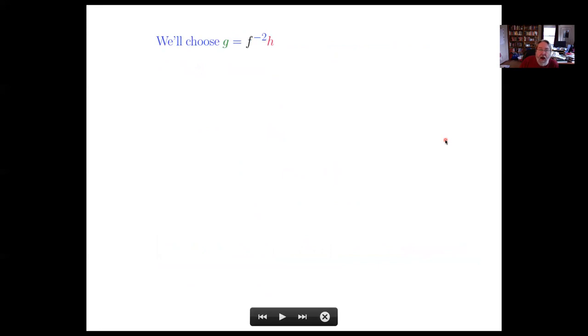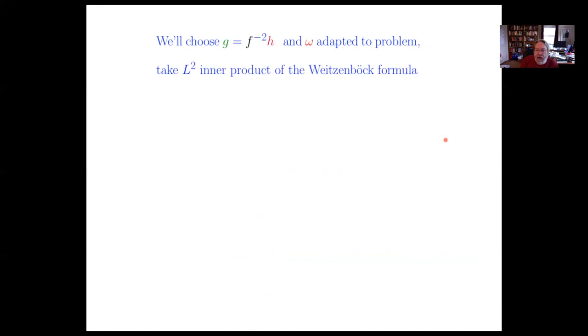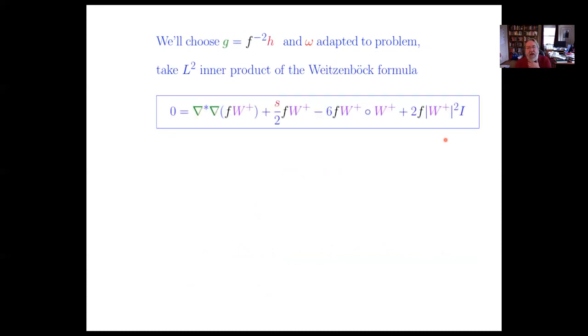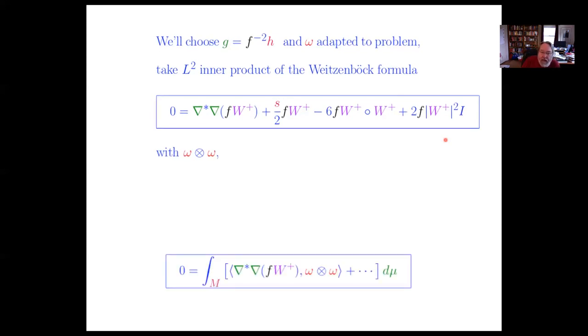All right, so we'll now choose such a rescaling of our Einstein metric that's adapted to our problem. And we'll take a certain adapted self-dual 2-form, and I'll tell you in a moment which those are going to be. So now you can take the L2 inner product of this Weitzenböck formula with omega tensor omega, and integrate on the manifold. By integration by parts, you can now throw the derivatives off of f W plus onto omega tensor omega.